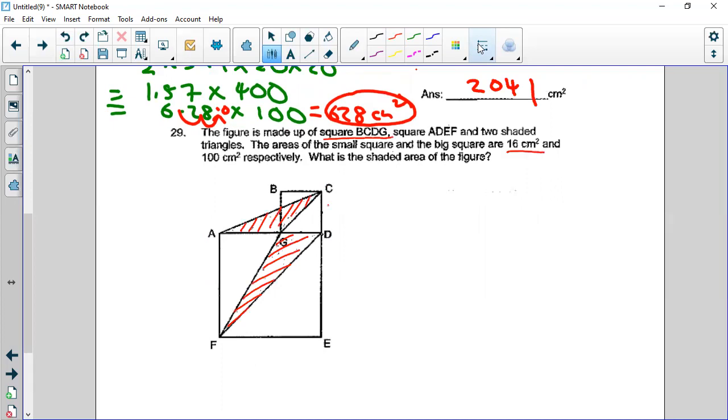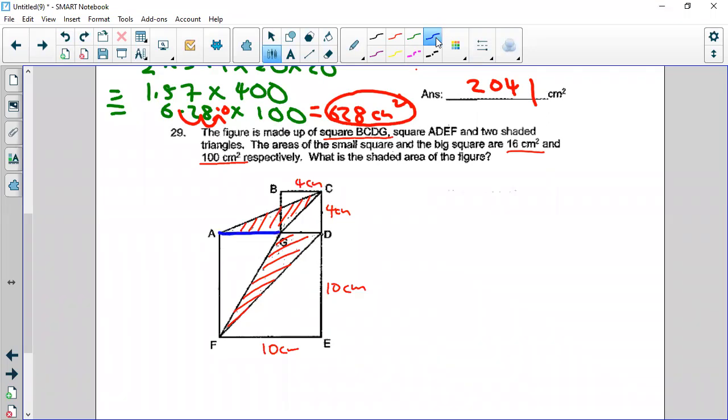So immediately 4 cm by 4 cm. 4 times 4 is 16, and the area of the bigger square is 10 times 10. If you don't know how to do it, at least you should do this. You cannot leave the question blank. What is the shaded area of the figure? I think we can do this, because this is your basic formula.